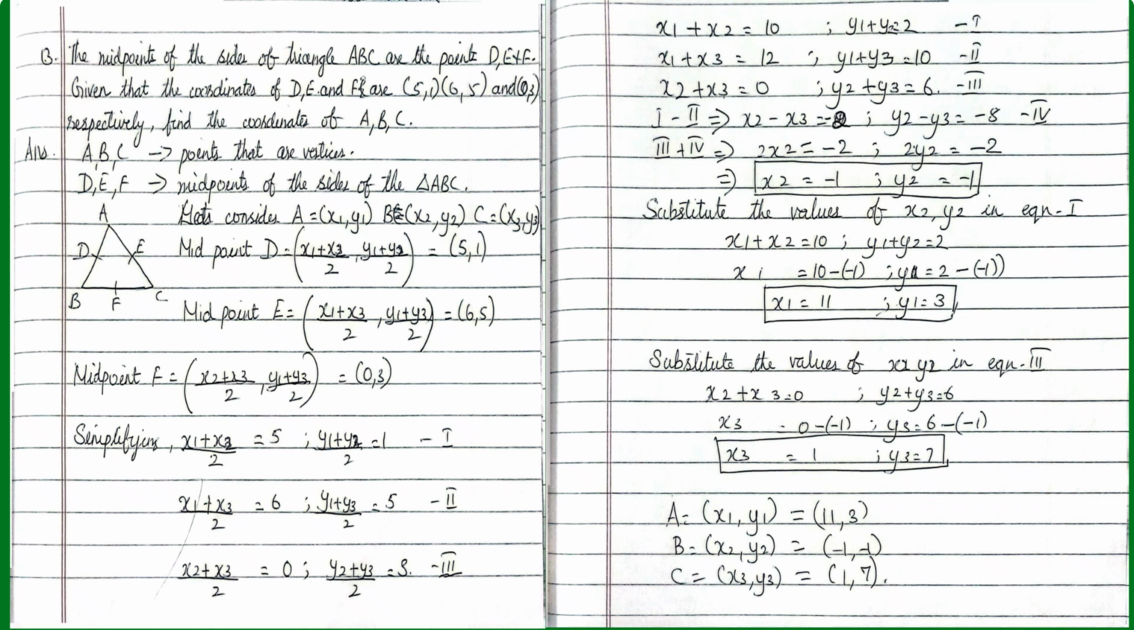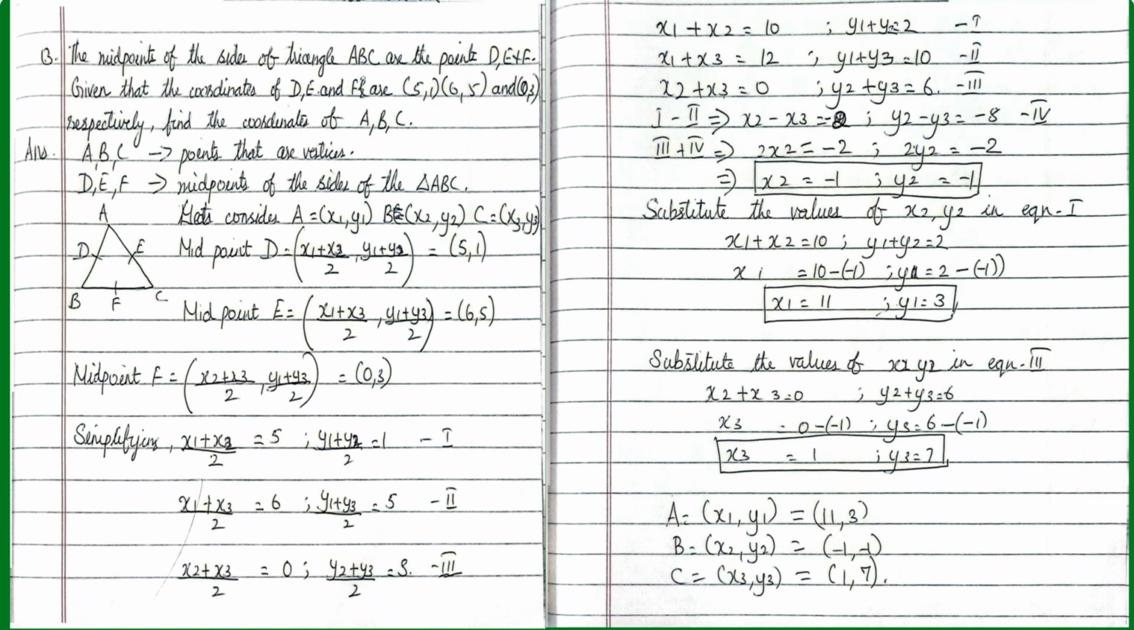Now what are x2 and y2? They are the x and y coordinates of the vertex B of the triangle ABC. Now, what values do we have? We have the values of x2, y2. So, based on this value we have derived, we can find out the other values of x1, y1 and x3, y3. So, we're just replacing the value of x2, y2 in equation 1. What is equation 1? It is x1 plus x2 is equal to 10, y1 plus y2 is equal to 2.